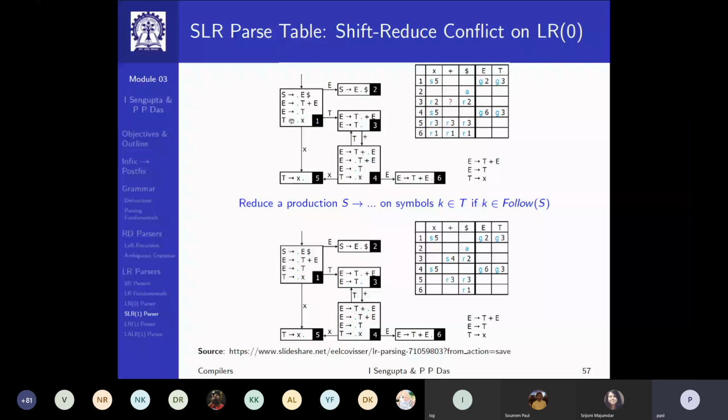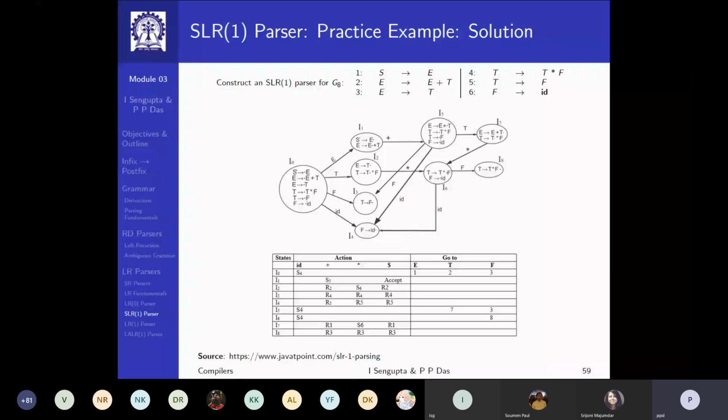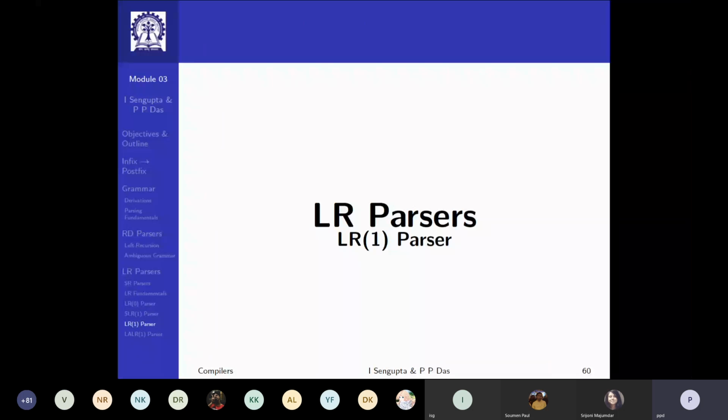So shift reduce conflict of this kind in an LR0 parser can be resolved by using the follow information, and that leads to a class of parsers which we say are SLR or simple LR parsers. So this is another example which you are supposed to practice. The solution is given in the next page.